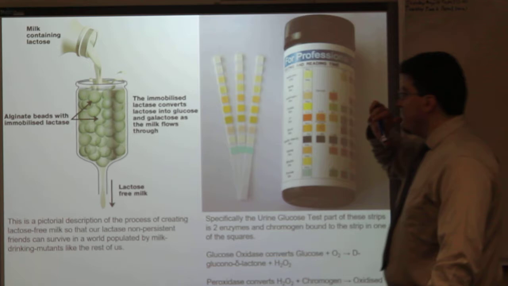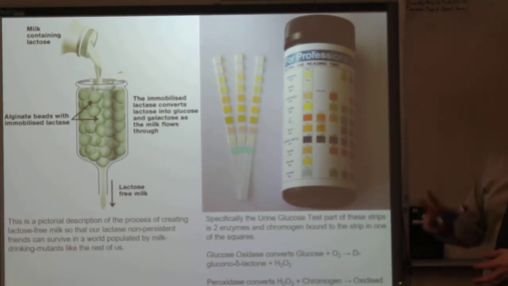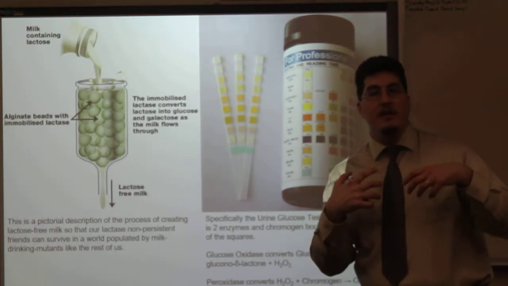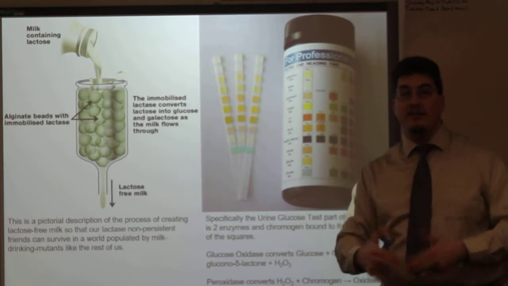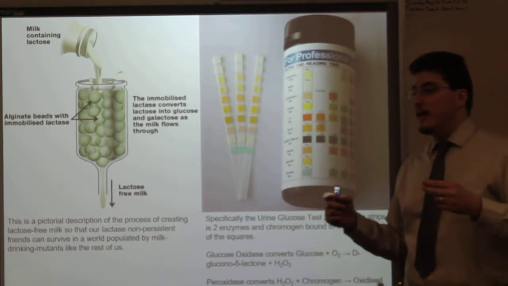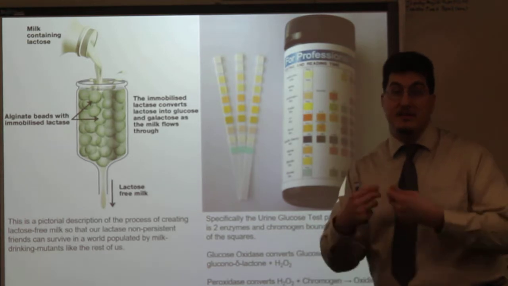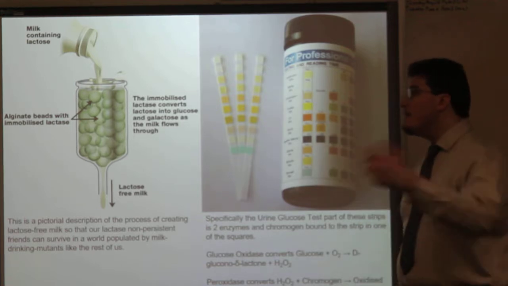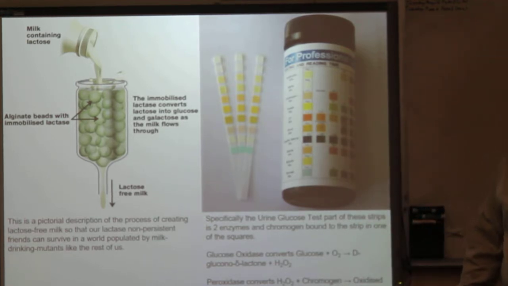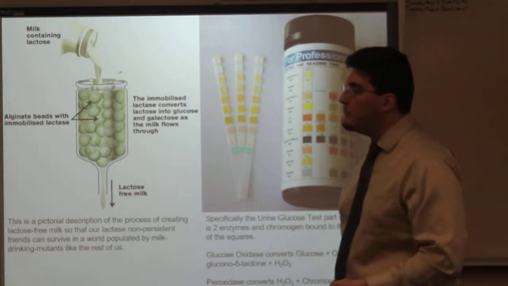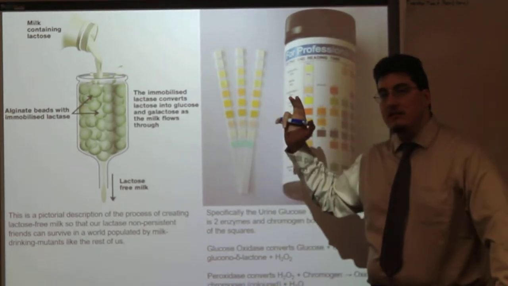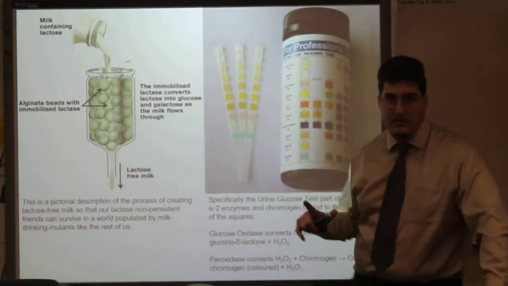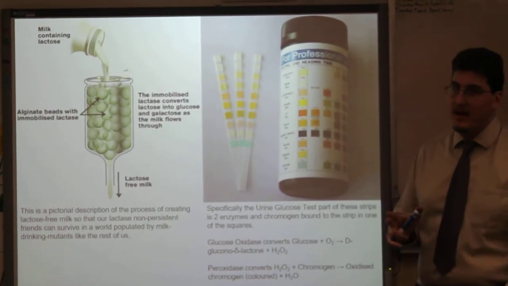So, alginate beads. We have the immobilized lactase enzyme. Lactase is the enzyme that converts lactose, which is the combination of the monosaccharides galactose and glucose, into their component monosaccharides. The disaccharide lactose is galactose and glucose. You separate them using lactase. People who are lactose intolerant, or lactase non-persistent, as is the proper term, have a genetic lack of lactase. They do not have lactase enzyme.